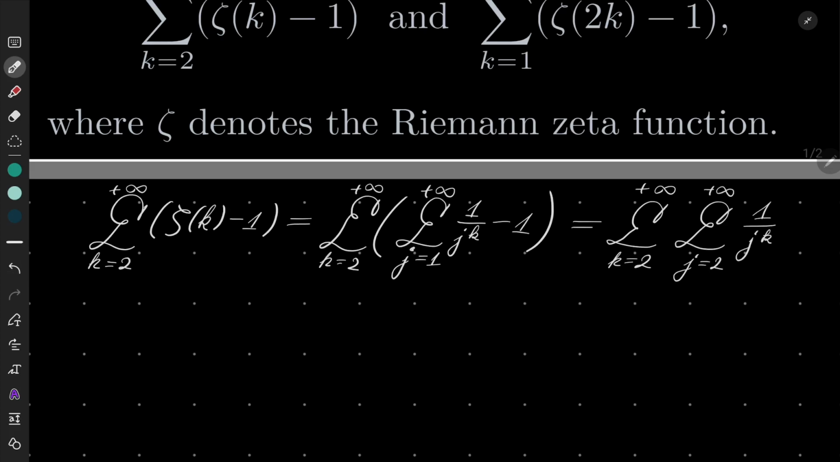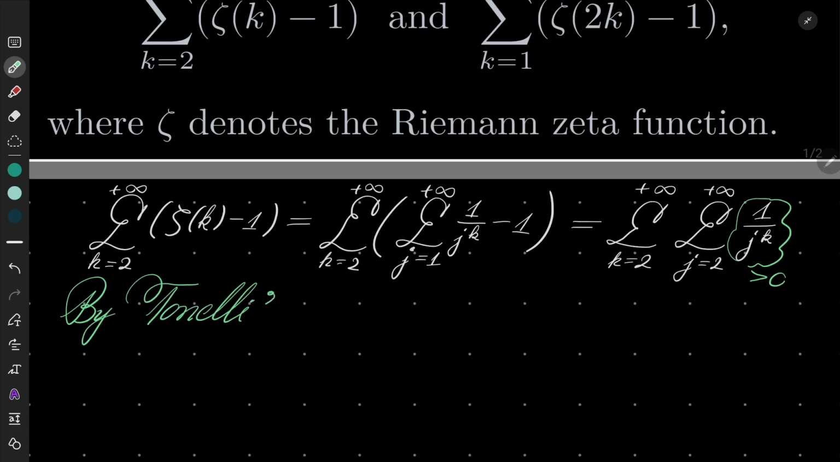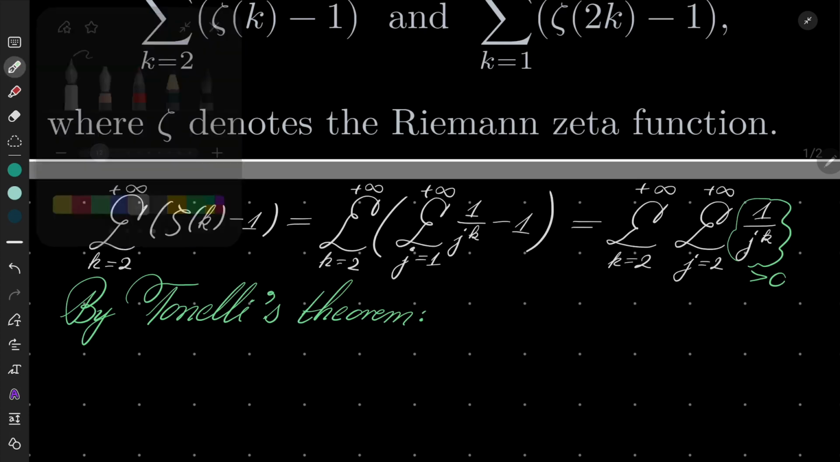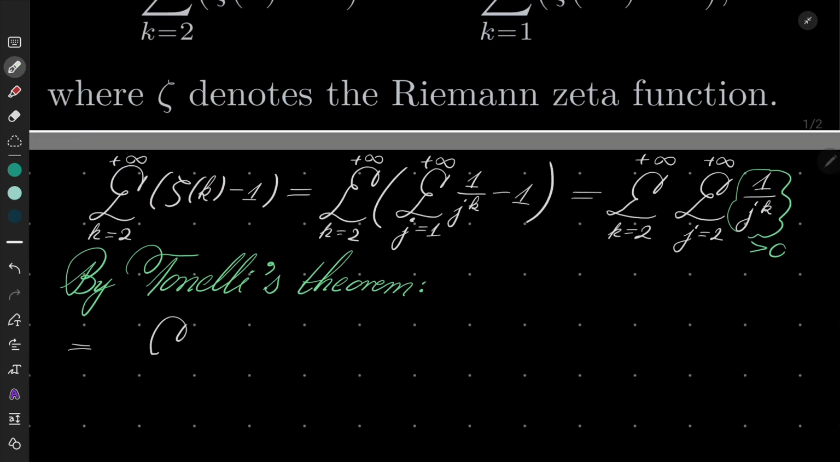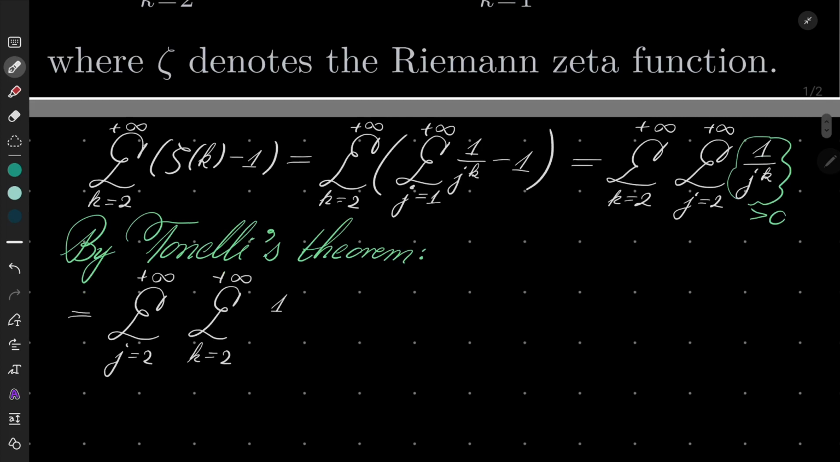Okay. Crucial fact, our summands are positive. And since they are positive, Tonelli's theorem allows us to freely exchange the order of summation. By Tonelli's theorem, we can freely change the order of summation, and I will do exactly that. I will first sum over j from 2 to infinity, and then I will sum over k from 2 to infinity of 1 over j to the power of k.